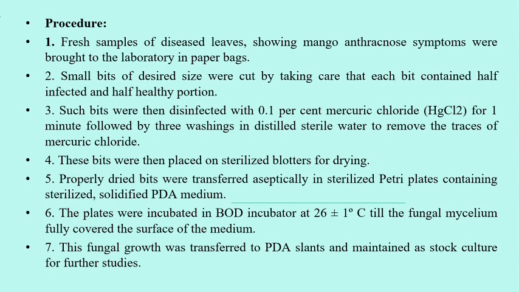Mango anthracnose is caused by Colletotrichum gloeosporioides. Small bits of desired size were cut, taking care that each bit contained half infected and half healthy portion. Such bits were then disinfected with 0.1% mercuric chloride solution for 1 minute, followed by 3 washings in sterile distilled water to remove the traces of mercuric chloride. These bits were then placed on sterilized blotter for drying.